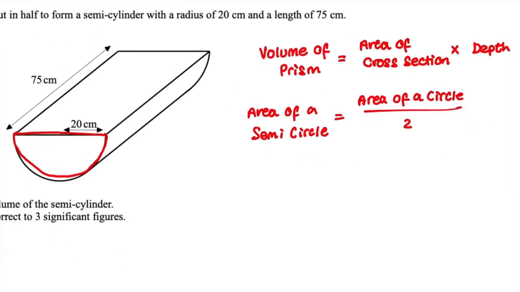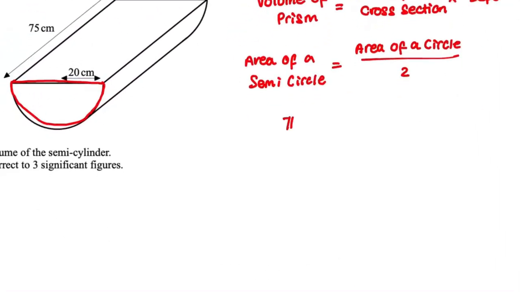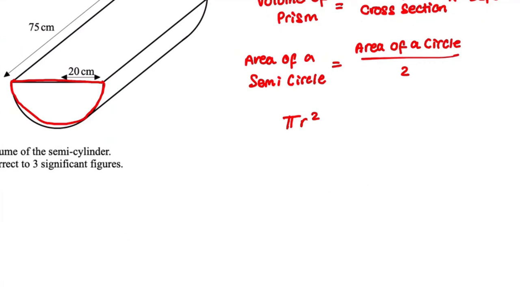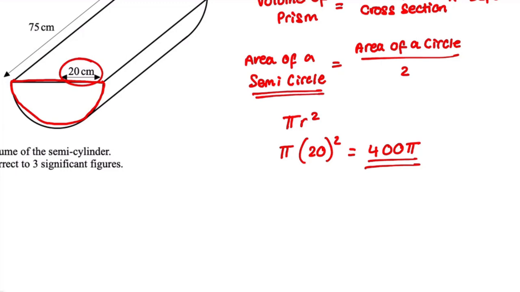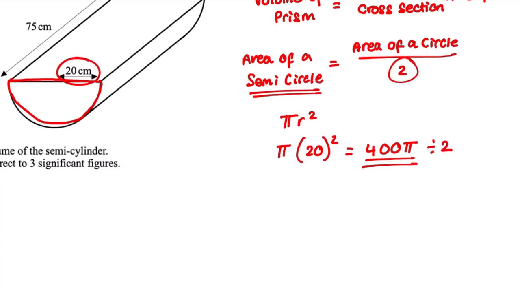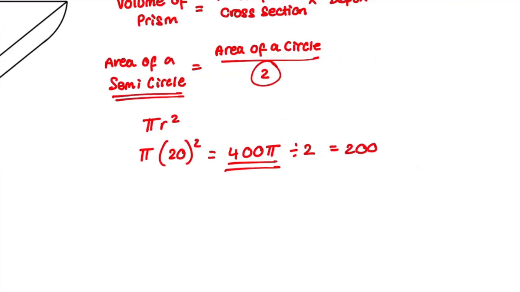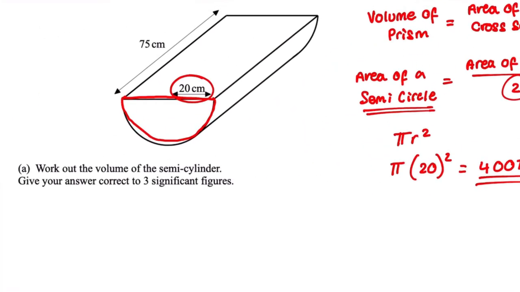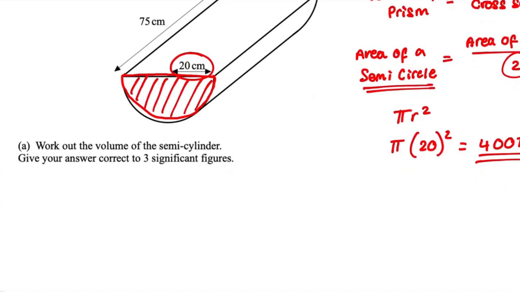So the area of a circle, we know it's pi r squared. We know that the radius is 20 centimeters. So all we're going to do is pi times 20 squared, and that's going to get us 400 pi. So the area of the full circle is 400 pi. However, we don't want a full circle, we want the area of a semicircle. So we're going to divide this by 2, and that's going to get us 200 pi. So the area of this semicircle over here is 200 pi.